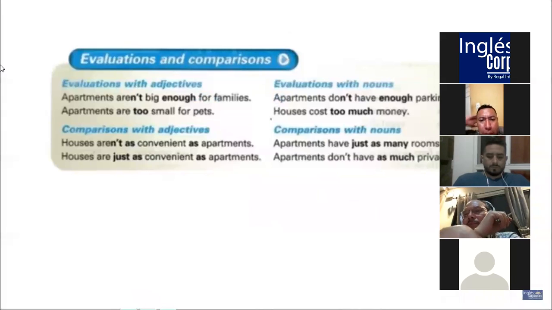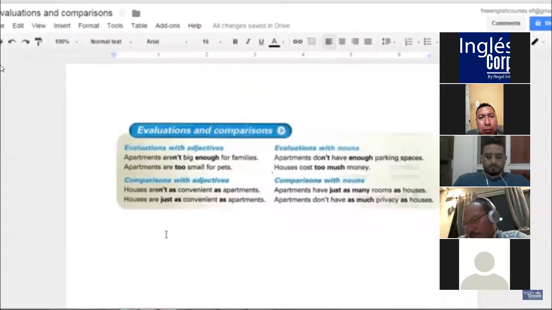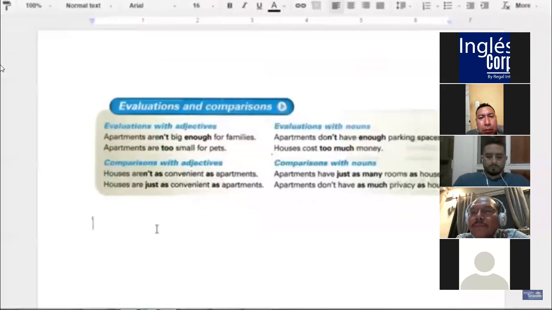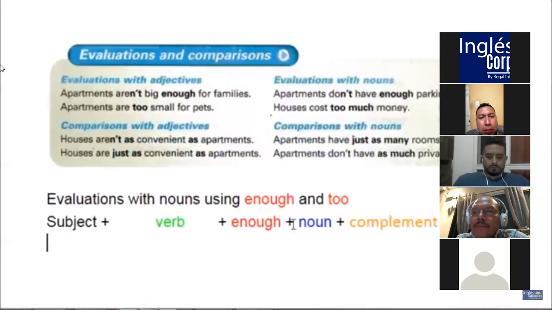The next thing that I would like to do now is to show you how to make evaluations, but now we're going to talk about making evaluations using nouns. And a couple of things will change. And so let me present the formula at this time, and I'm going to show you what kind of things will change. Well, first of all, similar to making evaluations with adjectives, we're going to have a subject. So in this case, we're going to say apartments. Okay, that's going to follow a verb. In this case, it's no longer the verb to be. So that's the first thing that changes.